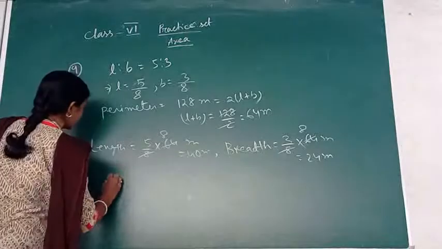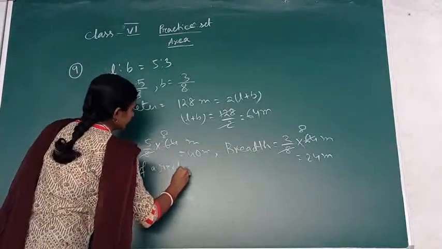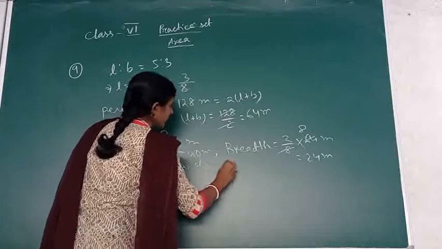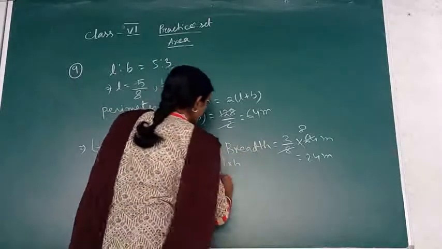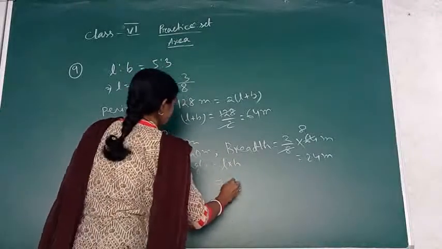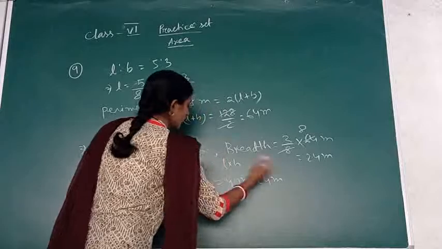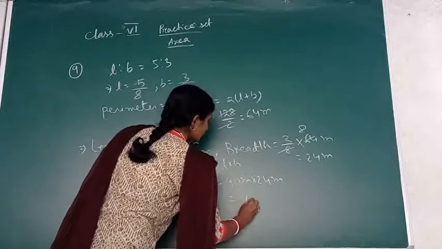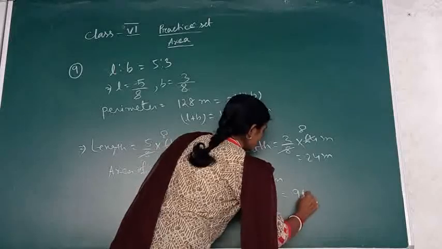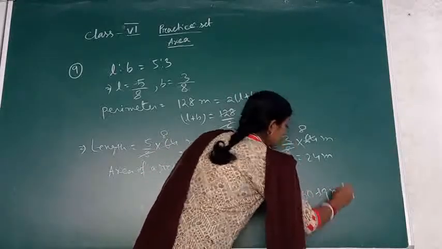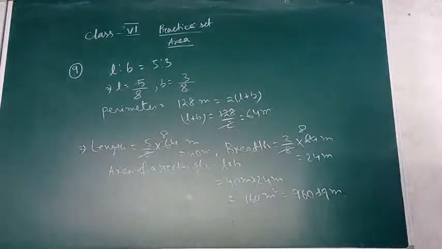What is the formula of the area? Area of a rectangle is what? Yes, that is length into breadth. Now we have the length and breadth both, so I can multiply 40 meter with 24 meter. What are you getting? 24 4s are 96, then 0, that much meter square, or you can write it 960 square meter. This is the answer for question number 9. You can solve it in this way.